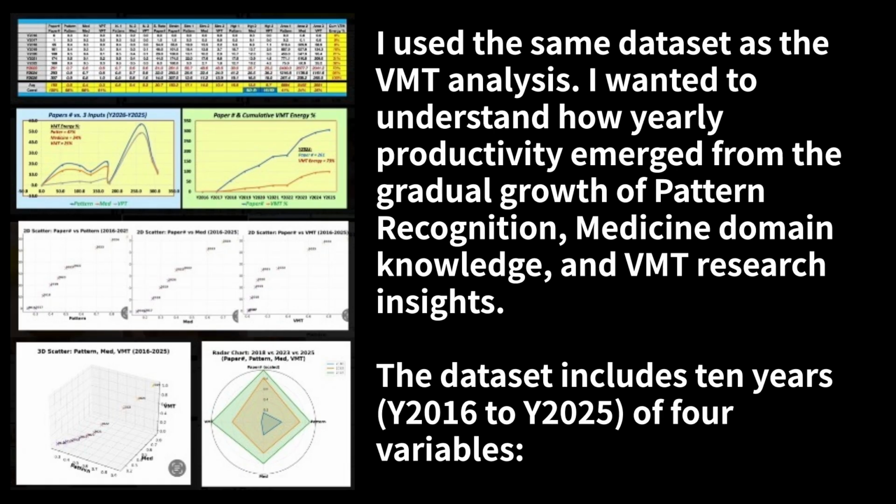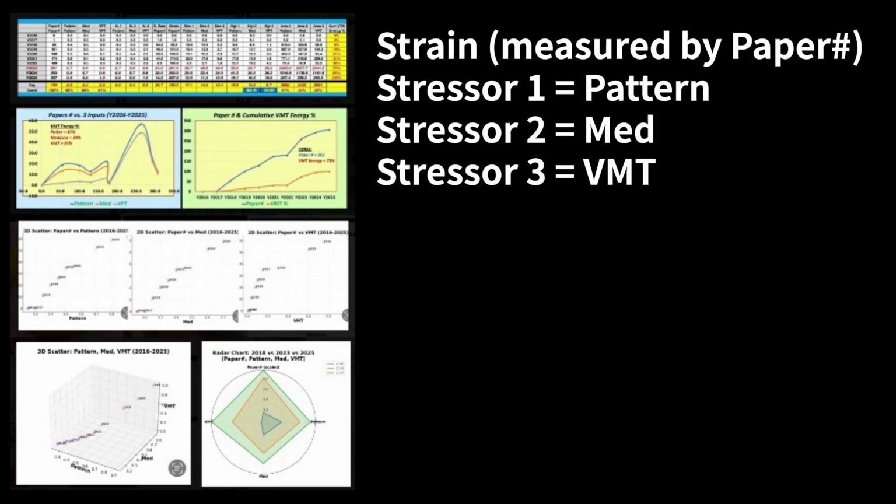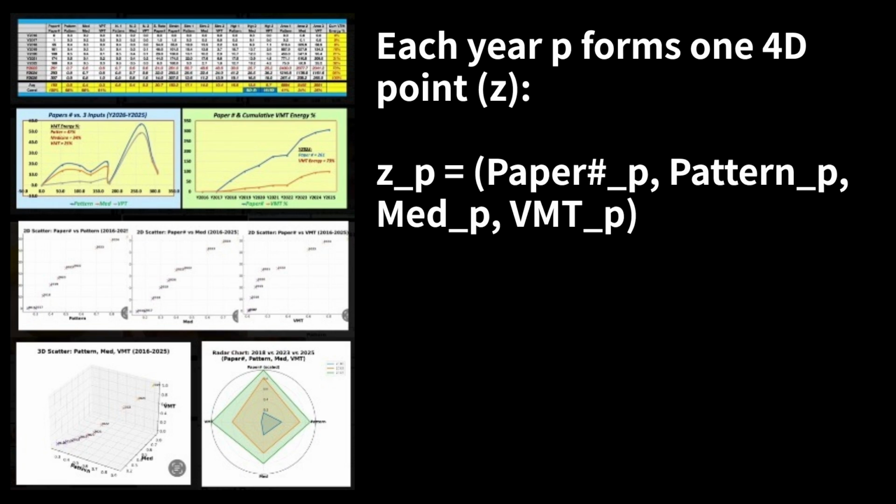I wanted to understand how yearly productivity emerged from the gradual growth of pattern recognition, medicine domain knowledge, and VMT research insights. The dataset includes 10 years, Y2016 to Y2025, of 4 variables. Strain, measured by paper count. Stressor 1 is pattern. Stressor 2 is med. Stressor 3 is VMT. Each year P forms one 4D point, Z_P, which is paper count P, pattern P, med P, VMT P.